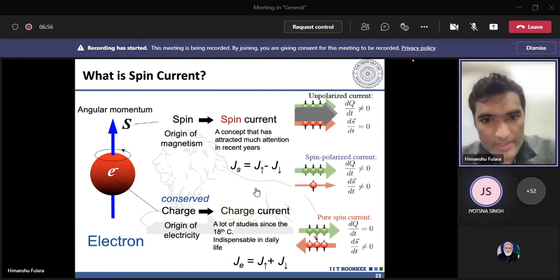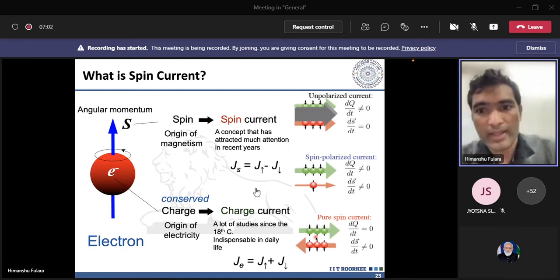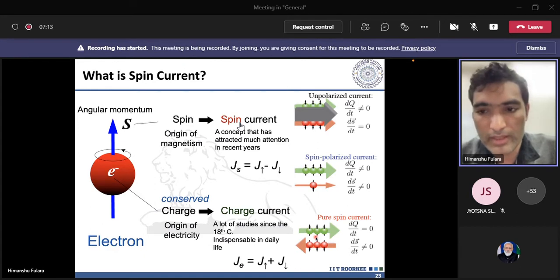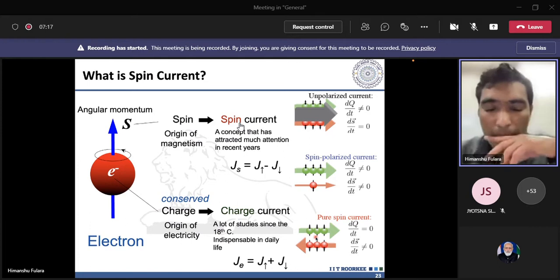And this manipulation of balancing these spins has exciting applications in our devices. A part of that we have seen in the last lecture, and a part of that I will explain to you in today's class. Is there any other question?